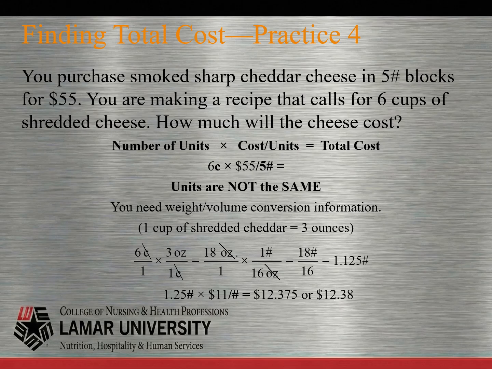So now we can calculate the cost. We know that we're going to be using 1.125 pounds, and that for every pound it's $11. So 1.125 pounds times 11 equals $12.38.